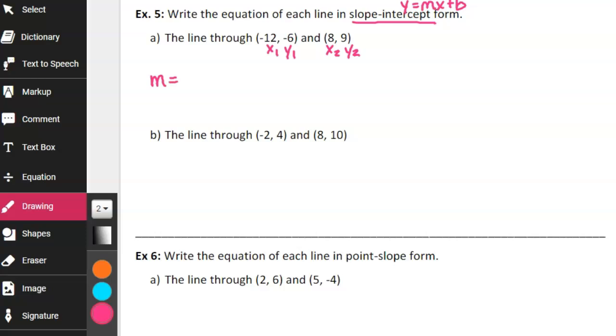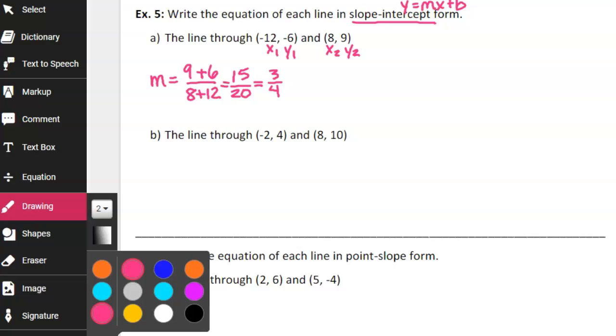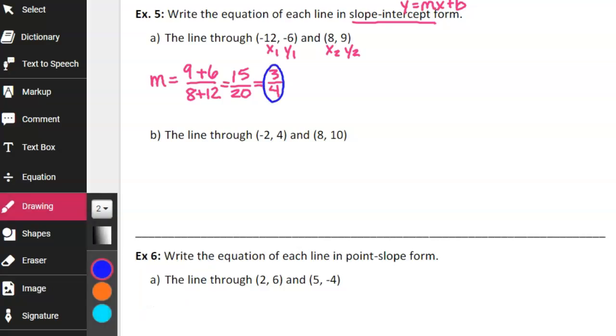Find the slope. So 9 minus -6 over 8 minus -12 is 15 over 20. And if I simplify both of those by 5, I'm going to get 3/4, which is great. So now, since I don't have the y-intercept, I'm going to take my slope and perhaps one of my points that doesn't have negatives. I think that might be easier. And I'm going to substitute those values into slope-intercept form. So instead of y equals, I have 9 equals.